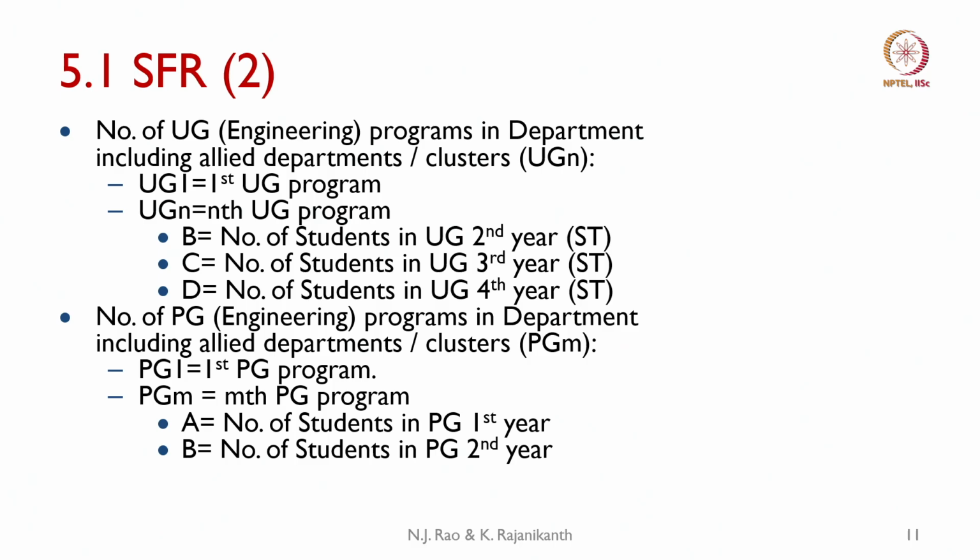All UG engineering programs in the department, including allied departments or clusters. Okay. UG 1 to N, they are the N UG programs, and we are looking at only students in second year, third year and fourth year, not the first year here. Then we also have PG. For PG, both first year and second year. Again, if there are M PG programs, PG 1 to PGM. Simply list all the programs. And the only important point is it is department as well as allied departments.